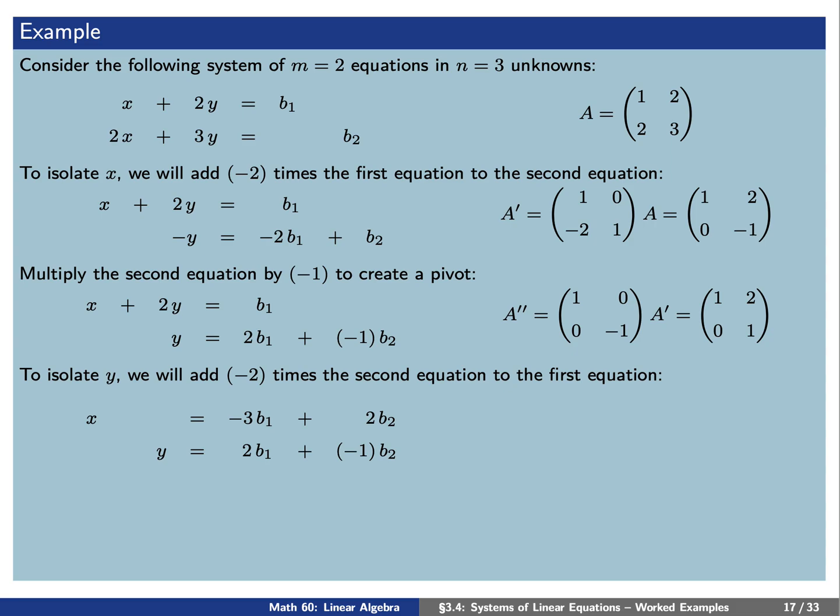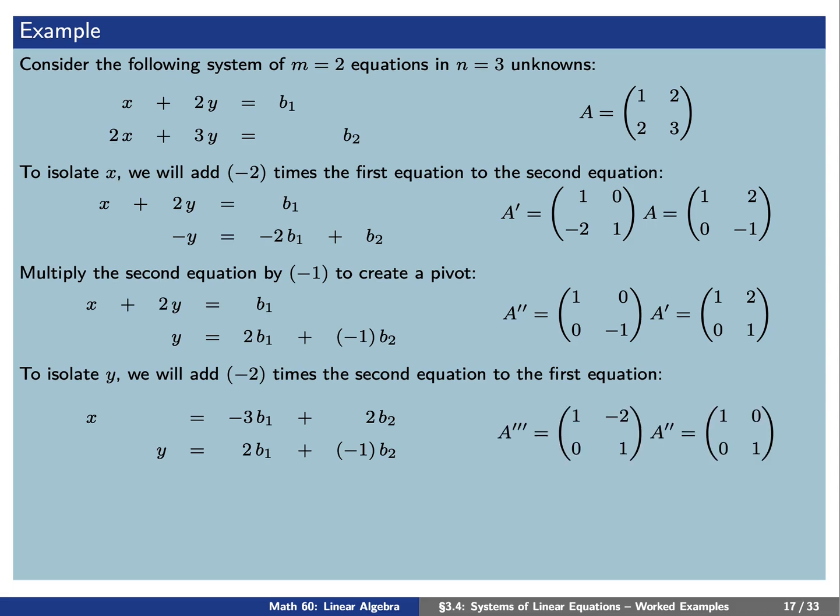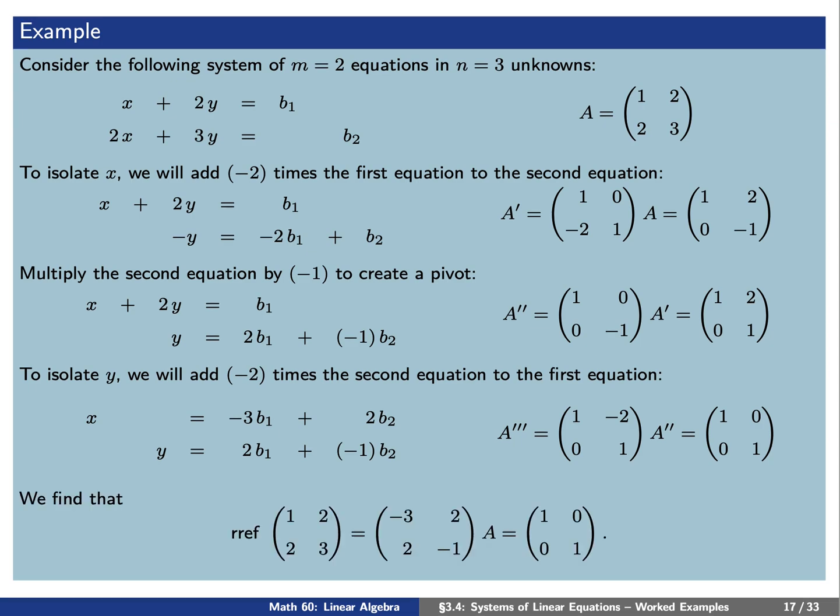Finally, to isolate y, we'll add -2 times the second equation to the first equation. Again, this is just an elementary row operation, but now once we perform this, we find the identity matrix 1, 0, 0, 1. Finally, putting all of this together, we see that we've actually computed the reduced row echelon form of our coefficient matrix A.